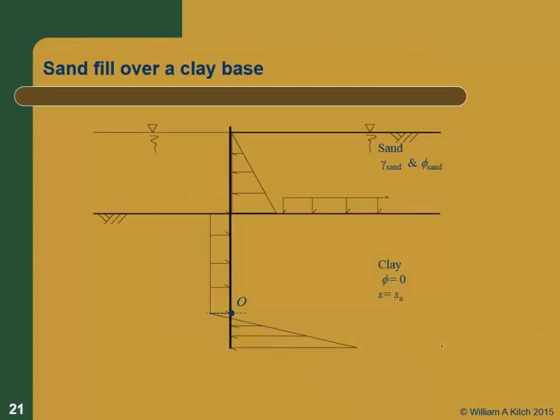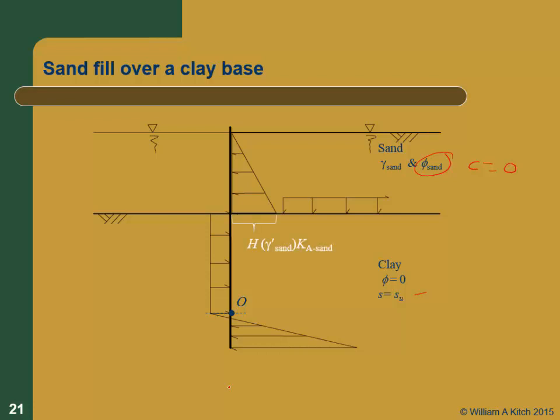Okay, well, what happens if we have a sand fill over clay base? This is really common. You've got a clay material in your harbor, you drive your sheet pile, and then you put a hydraulic sand fill on top of it. That's a very, very common setup. So on the surface, you've got sand, we're going to have phi sand, C is equal to 0. And at the base, we're going to use phi equals 0 conditions, and the strength is equal to SU.